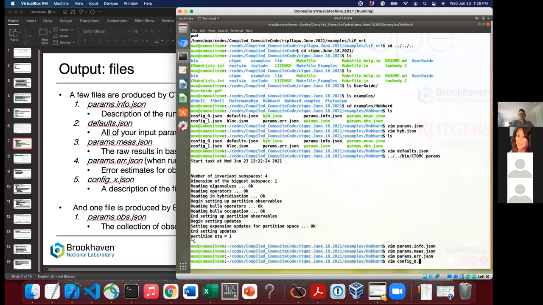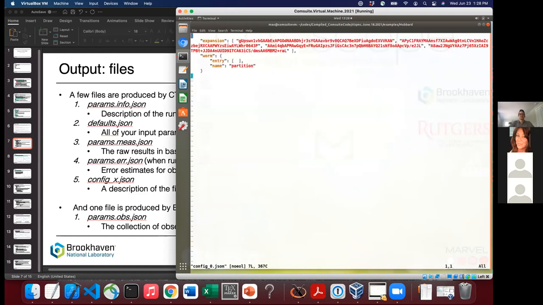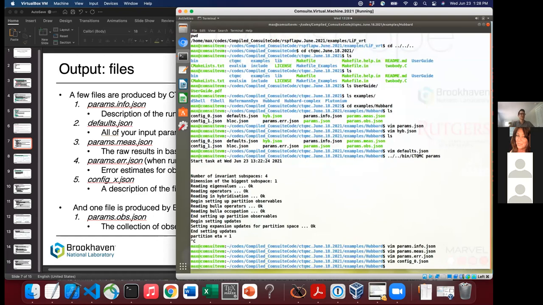We also have these config.x files, where x is 0, 1, 2, up to the number of Markov chains you've run. Without GPUs, this is up to the number of CPUs you've used, which store the configuration of each Markov chain. That way, when you're rerunning this, let's say in DMFT, thermalization happens a lot quicker.